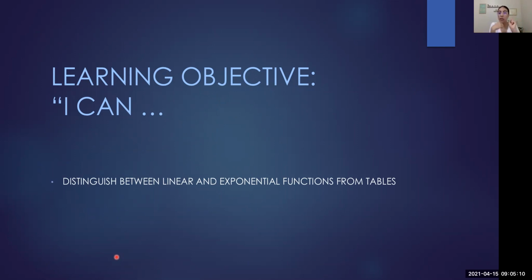One, can you see a table and tell if it's linear or exponential? That's basically the first part of the objective. The second part of the objective is, once you know it's linear or exponential, can you find the rate? And then, can you find the initial value? So there's 3 pieces to this objective, and we want to make sure that you're able to understand or accomplish these 3 pieces here.